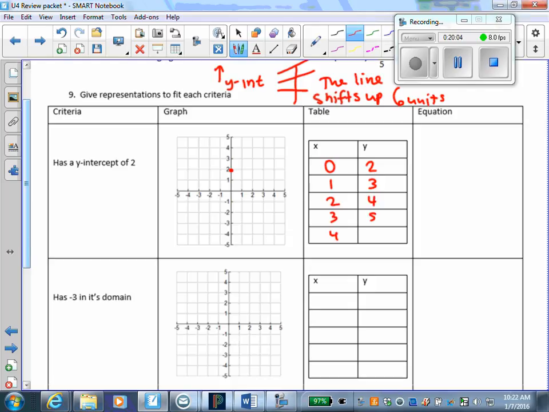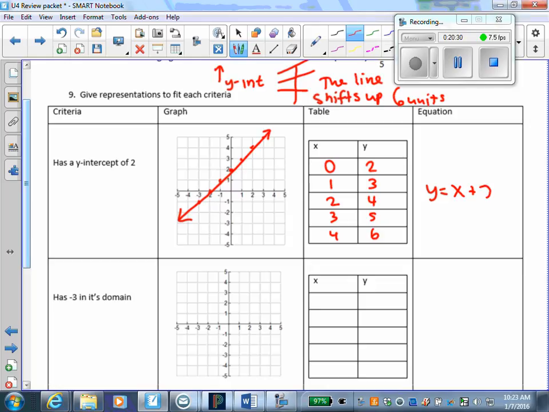So when I graph that, I've got (1, 3), (2, 4), (3, 5), and then I can go backwards as well. Okay, so here's my line. I've got my table. My equation would be y equals, my slope was 1, so 1x is just x, plus 2.